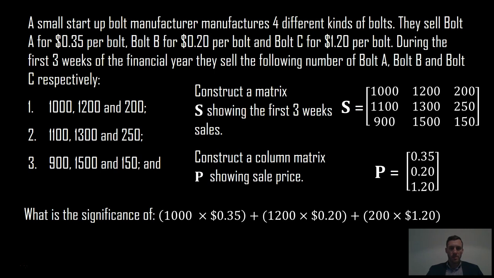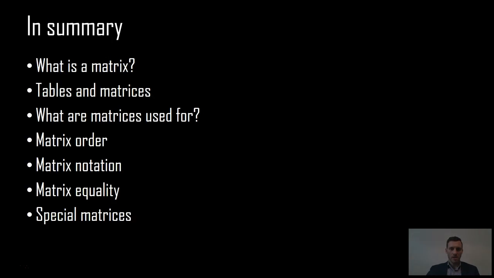What's the significance of 1,000 times 35 cents plus 1,200 times 20 cents plus 200 times $1.20? You notice that's the sales in the first week of each bolt multiplied by their price and then added together. And that's going to get us the week 1 sales total.